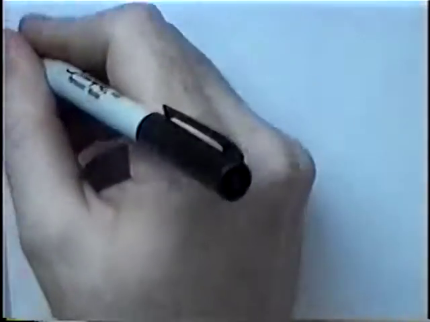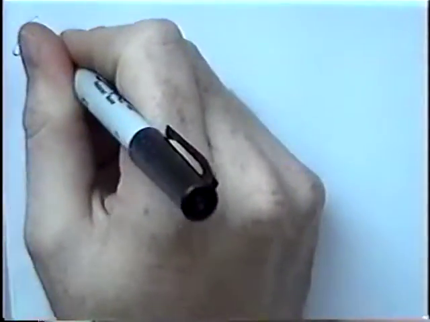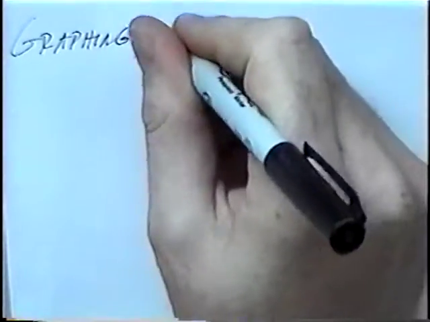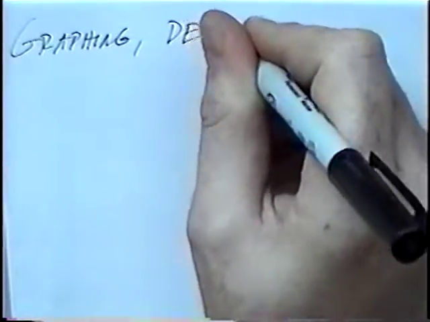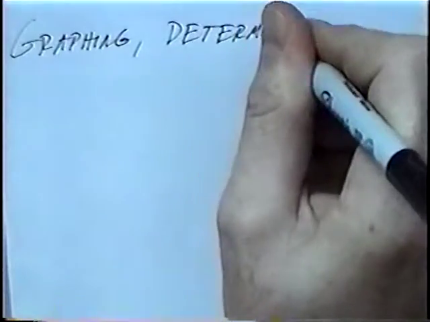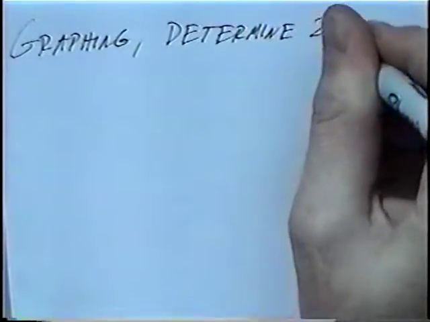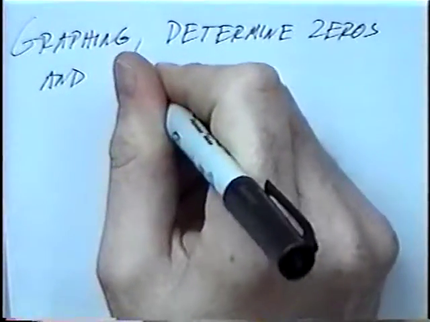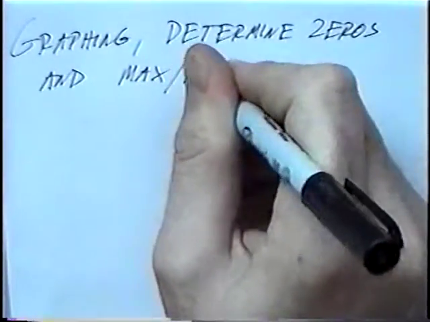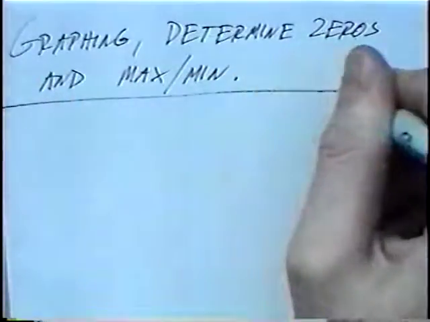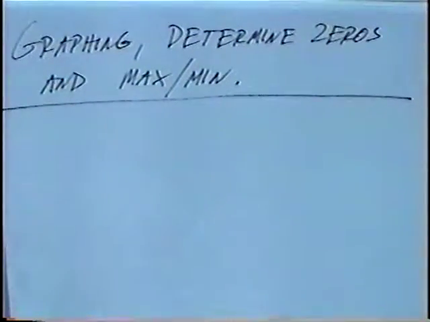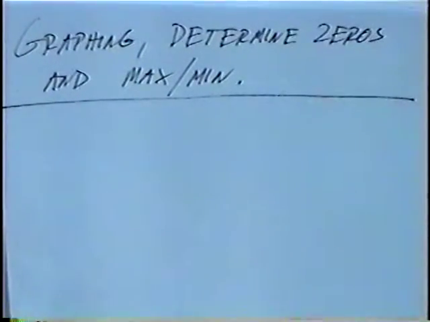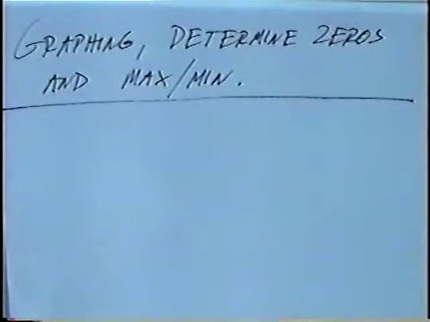Title of the first section today is Graphing. Determine zeros. And max/min. In this section, we'll graph polynomials, we'll determine the zeros, and we'll find either the max and or the mins.